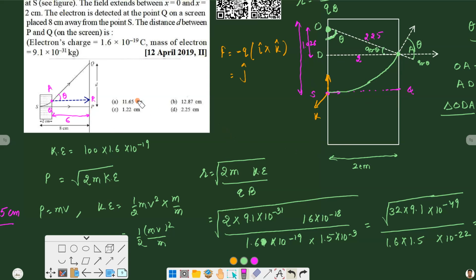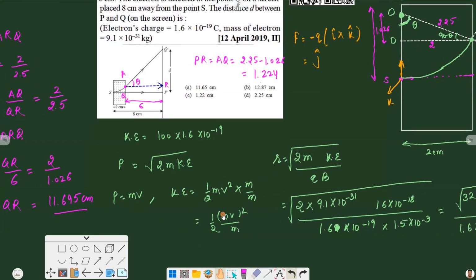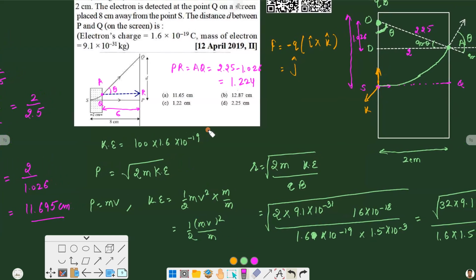So that will be again PR. PR is equal to AQ is equal to radius, that is 2.25 minus 1.026, and subtracting it, it comes out to be 1.224. So we have the value of PR, we have the value of RQ. RQ is equal to 11.695.